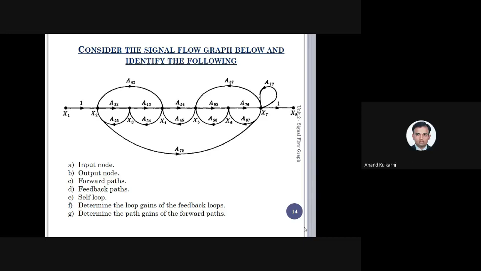Hello, sir. Yes, tell me. Sir, because of some network problem, I could not hear what all to find, sir. What all to do in this? Are you able to see this? Yes, sir. You are supposed to find all these things. Okay, sir. Yes.